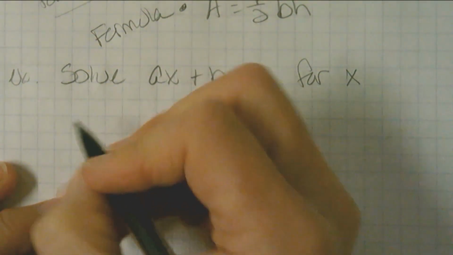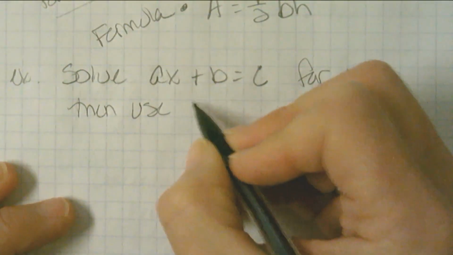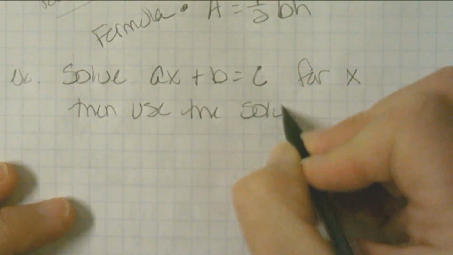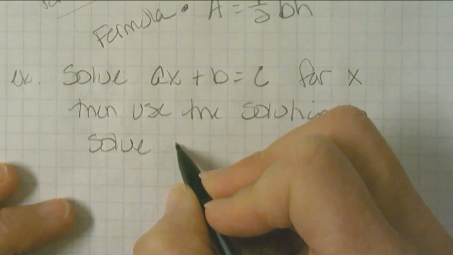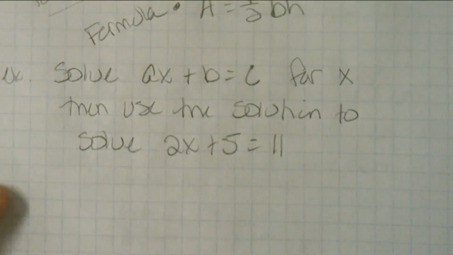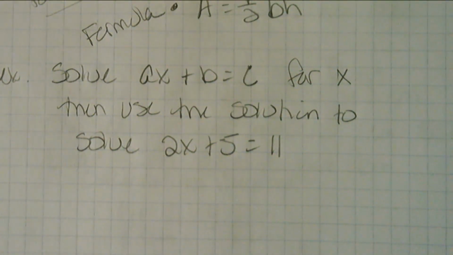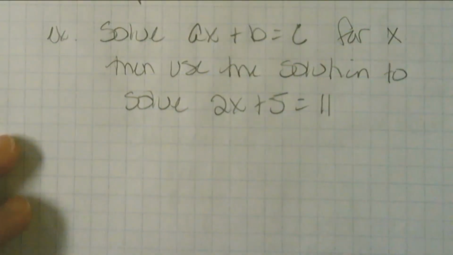All right, that's the first thing I'm going to do. Then what I want you to do is use the solution to solve 2x plus 5 equals 11. So this is a funky one. I know you guys could just solve that anyway, but we want you to be able to look at equations in different ways, like a puzzle, and use them to solve these generic equations to solve actual equations. All right, so let's work on this first part.